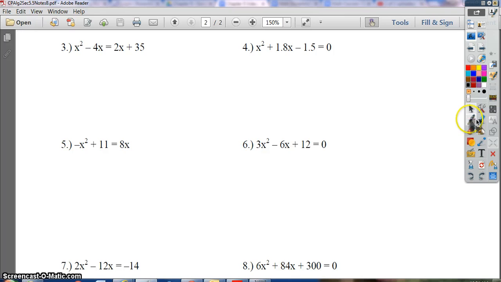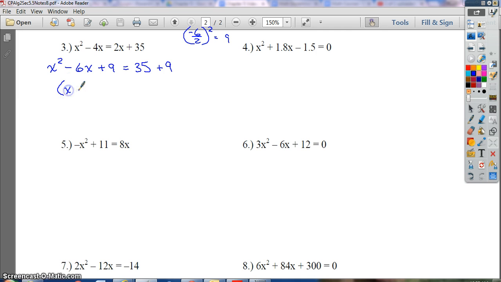Let's go down to 3 and 4. Again, let's get a and b on the same sides. This is x squared. I subtract 2x over, get negative 6x. And 35 can stay right where it is. We're going to take half of 6, then square it. So that's negative 3, which is 9. Negative 3 squared is 9. Add that to both sides.